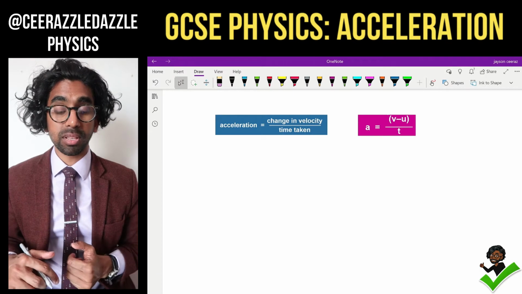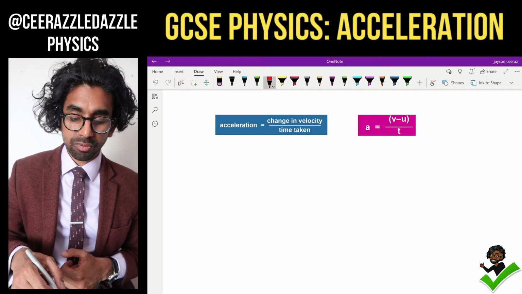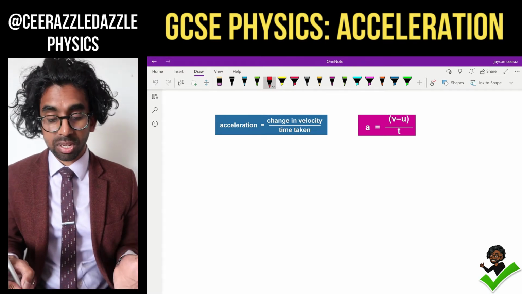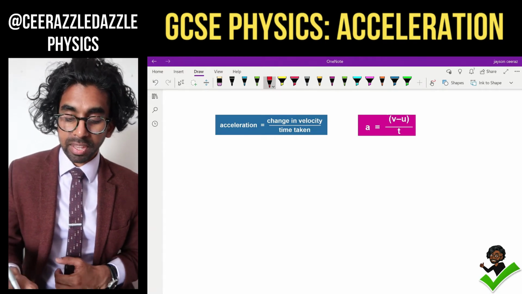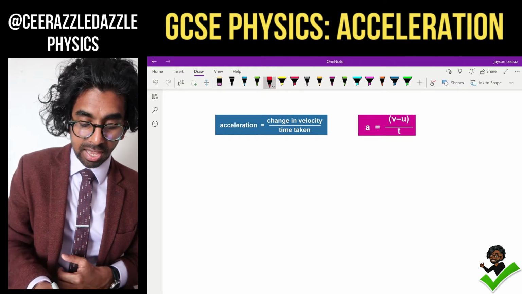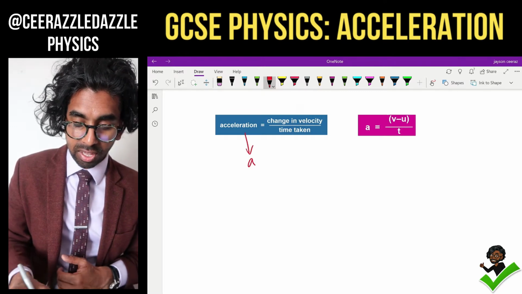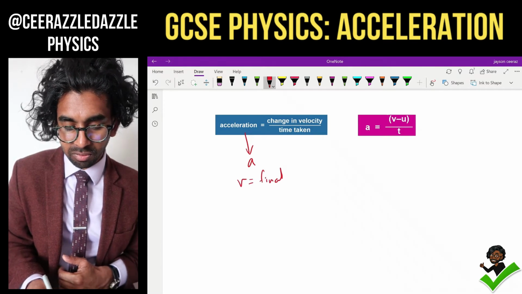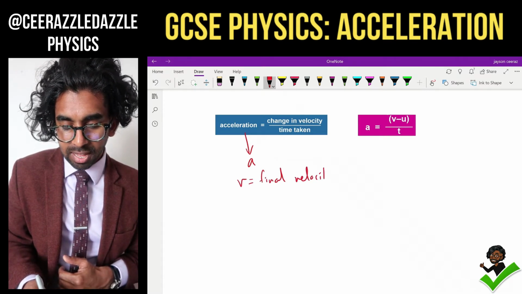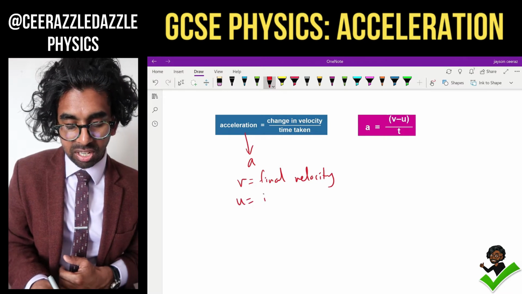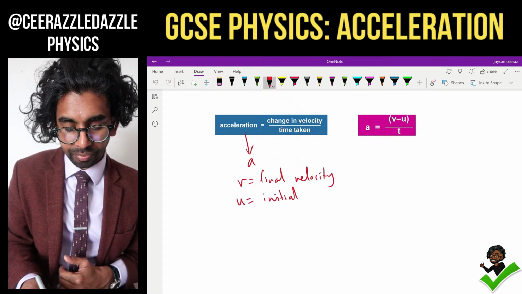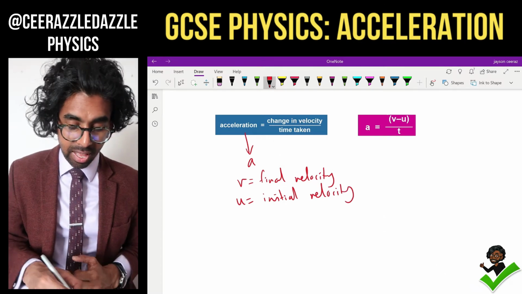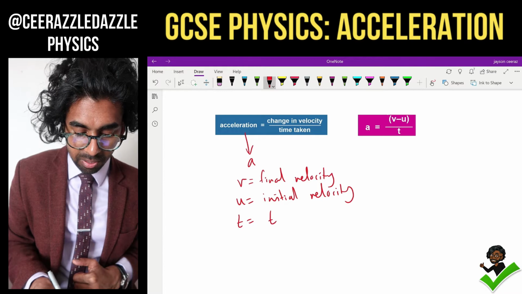in velocity divided by the time taken. You've got to memorize this formula. So acceleration is equal to change in velocity divided by the time taken. And in symbols, we can say A represents the acceleration, V is going to represent the final velocity, U is going to represent the initial velocity. Obviously, to work out change, I do final minus initial, and T represents the time.